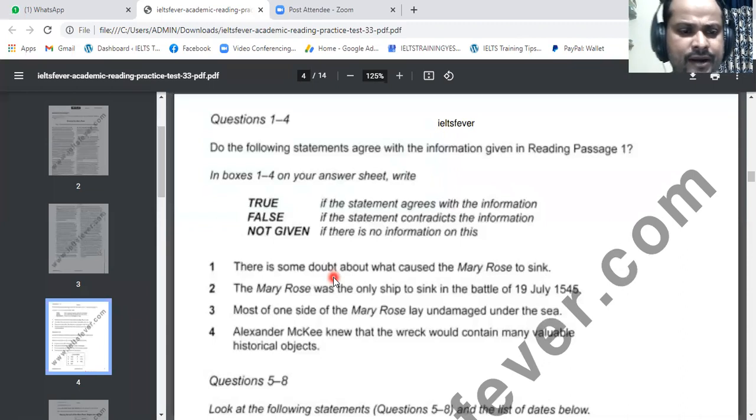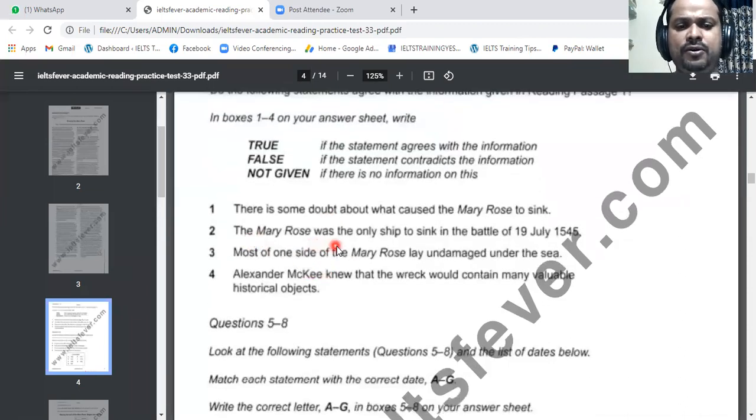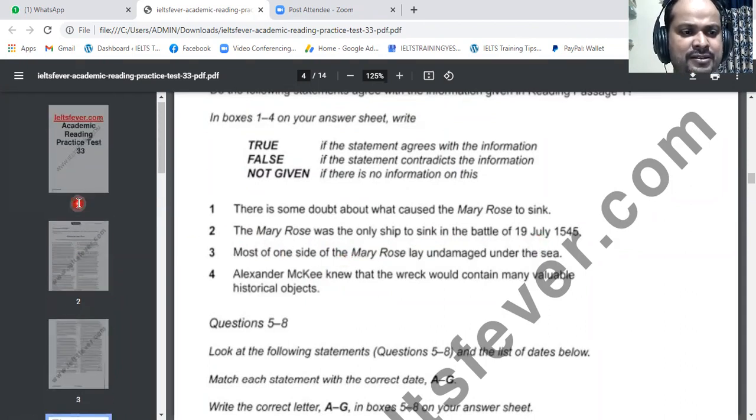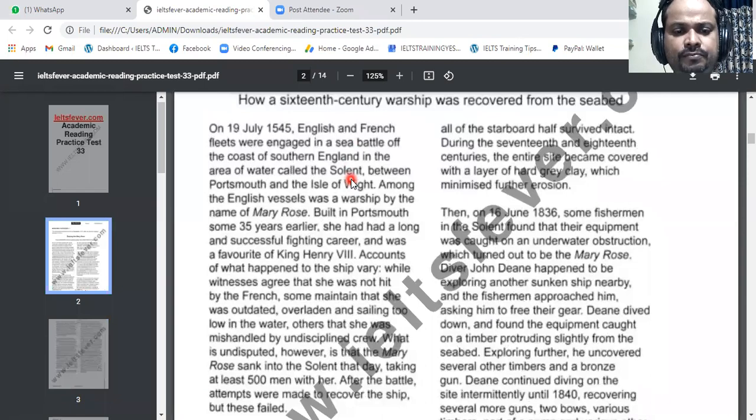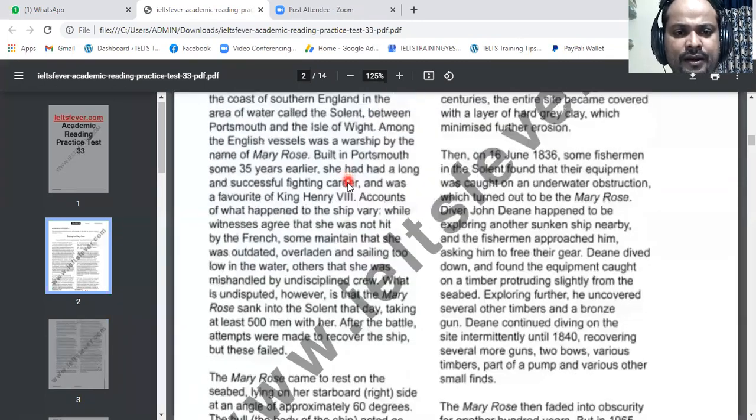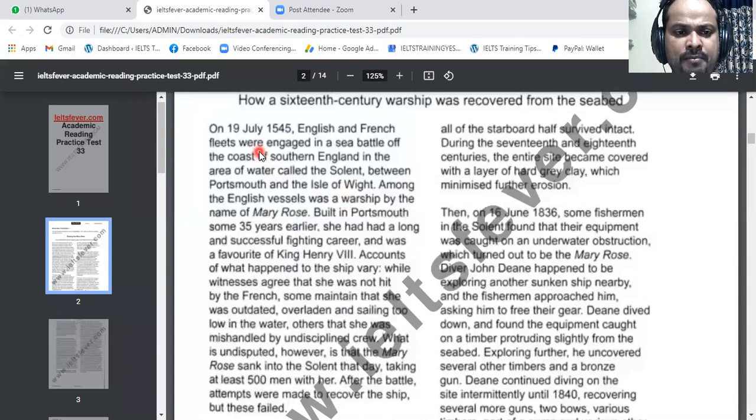Now I'm looking at the second statement. The Mary Rose was the only ship to sink in the battle. So we are going to look in the same paragraph. Let's go ahead. I have to say, because this is the date given there. The date given was 19 July 1545. So that's the reason why I'm looking again here. So what exactly does it show?